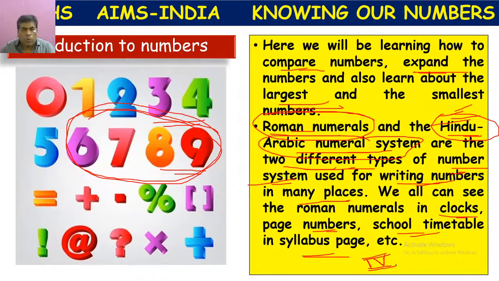Okay, we have two kinds of number systems. One is the Roman numeral system, another one is the Hindu-Arabic numeral system. Regarding these two types also, we are going to learn in this chapter.